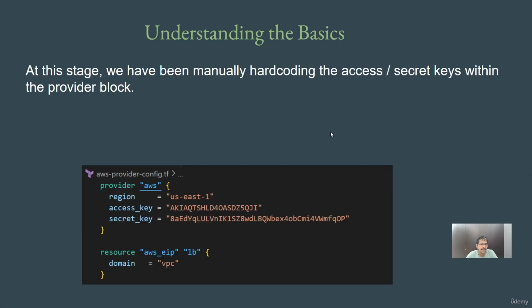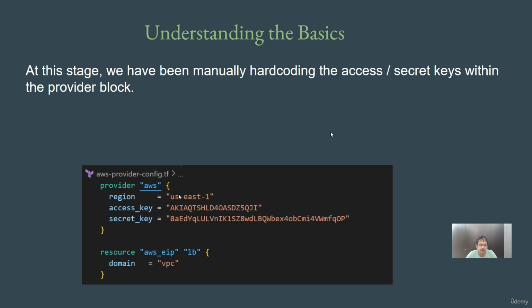Now at this stage, for our initial demos and practicals as part of the course, to make things simpler, we have been manually hard-coding the AWS access and secret keys within the provider block itself within our Terraform configuration file. So here you see we have our access key, we have our secret key.